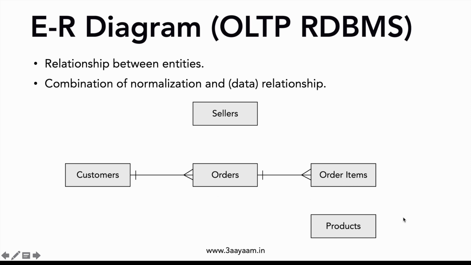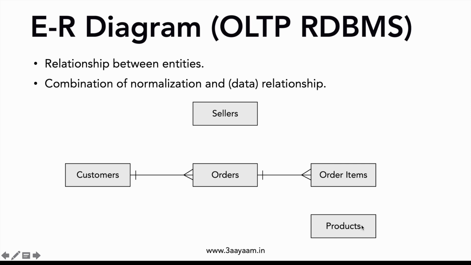Now, what about order items and products? Let's say for one order item, there would be only one product. There cannot be multiple products in a single item because the item itself is single. Now, what about products?